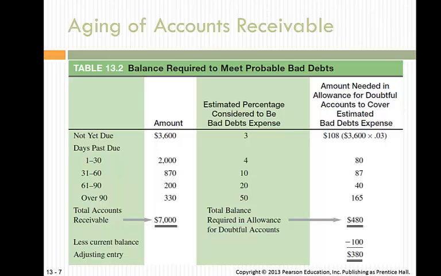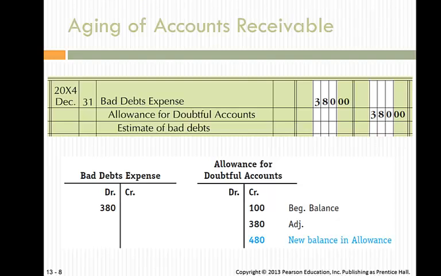This is the difference from the income statement approach in that you must consider the amount in the allowance for doubtful accounts account. When we use the income statement approach, we just added our estimate. But using the balance sheet approach, we only add as much as we need to make the balance equal to our estimate. Now we have our adjusting entry. We debit bad debt expense and credit allowance for doubtful accounts of $380.